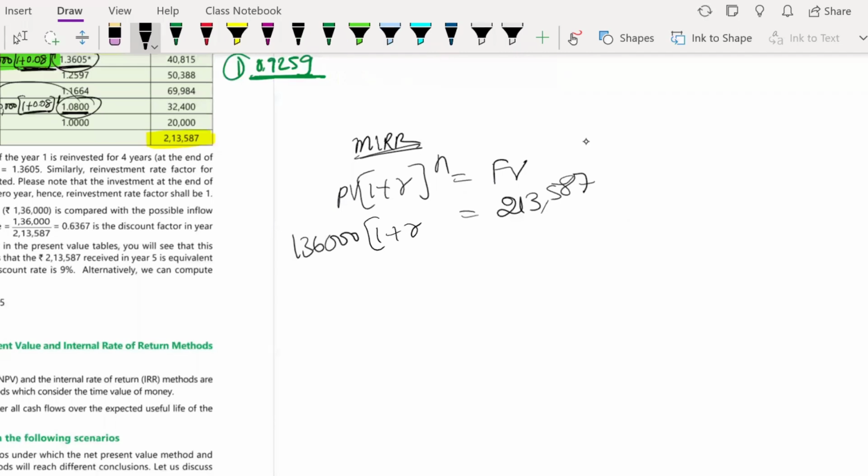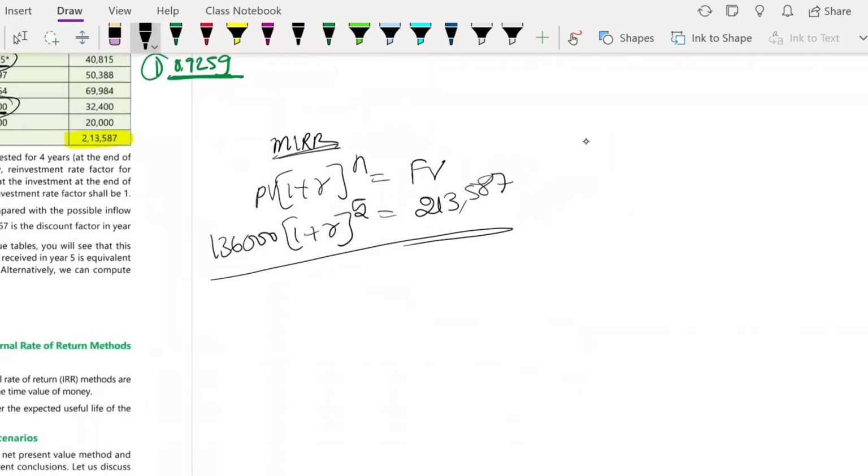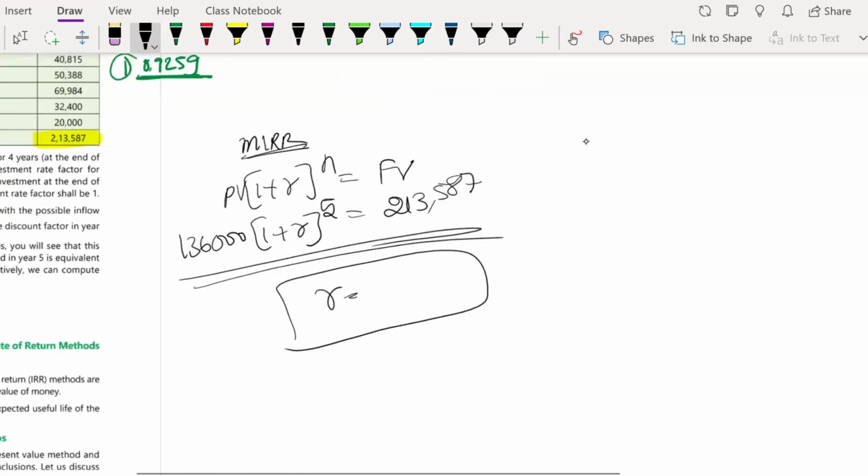1 plus R we have to find out. Power N will be 5 years. If you solve this, you will get R equal to, as it is given, 9%. Here you are going to get an R of 9%. So I hope you understand this. Okay, any doubts in this?